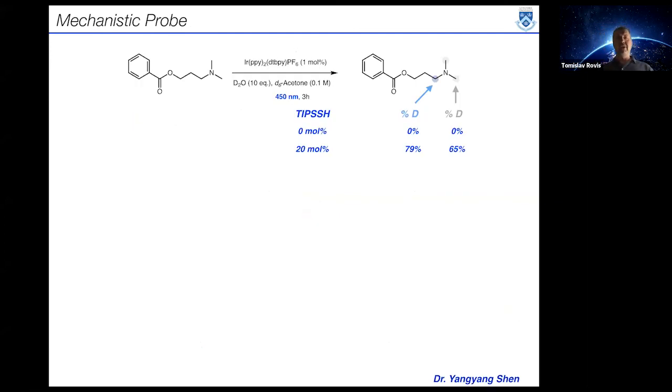How does the mechanism work? So we left the acrylate out of the reaction in the absence of thiol in presence of deuterium source. So this is just D2O. We get no deuterium incorporation. When we add the TIPS thiol, the thiol exchanges with D2O, and that leads to deuteration at both positions. And that suggests that the CH activation is clearly reversible.